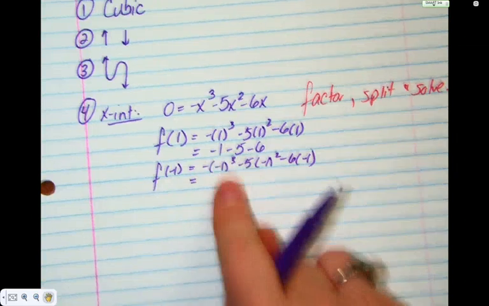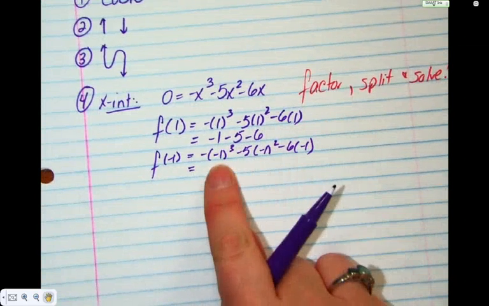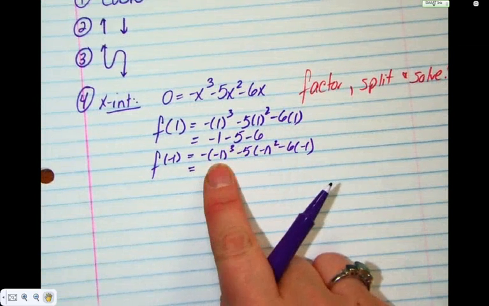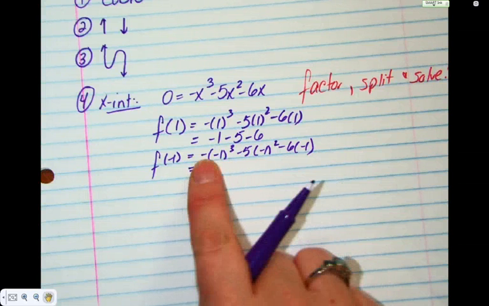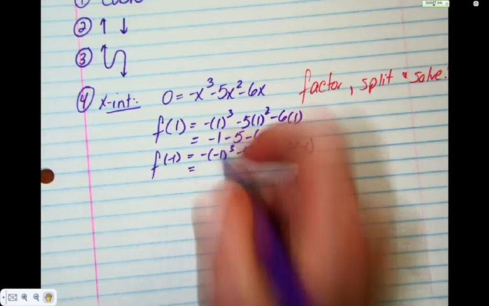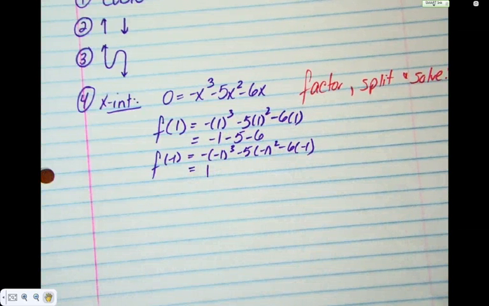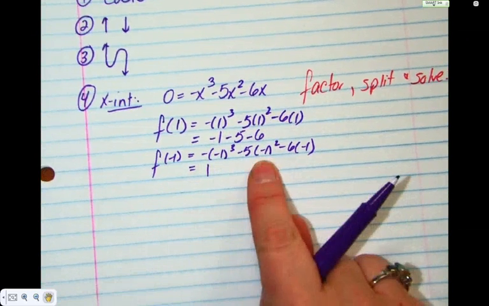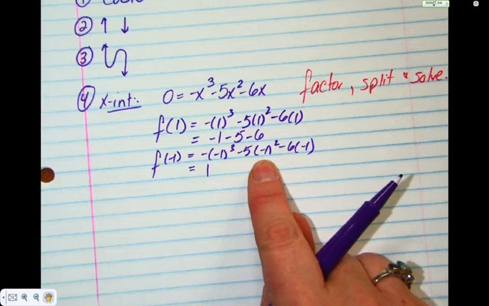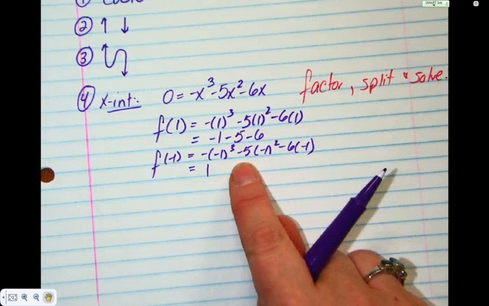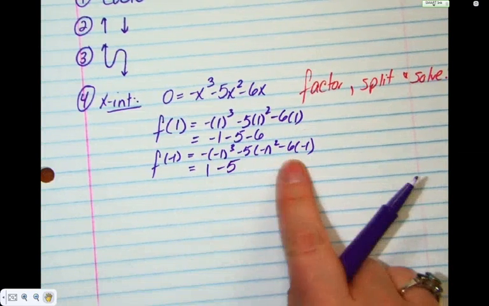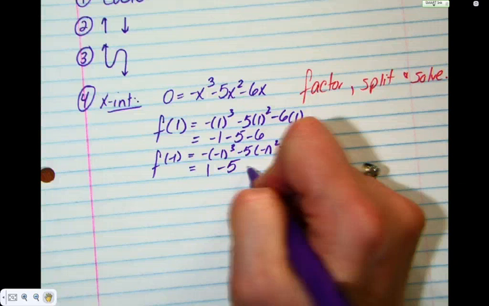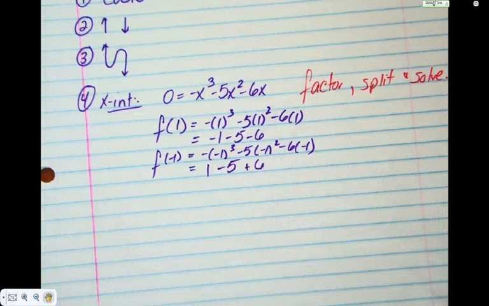Okay, lots of negatives in this first term, so let's just do it by BEDMAS. First we'll do the negative 1 cubed. So negative 1 times negative 1 times negative 1 is negative 1, and then times this negative, it's going to be positive 1, because there are 4 negatives in total. Negative 1 squared times negative 5. Negative 6 times negative 1. What does that tell us? No.